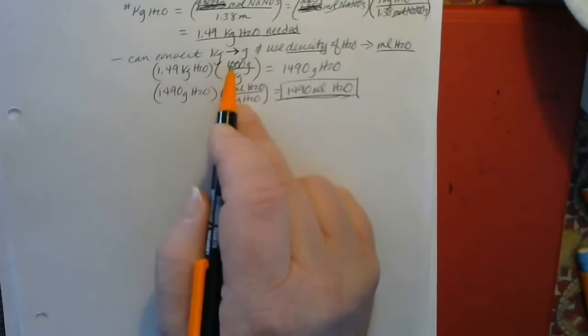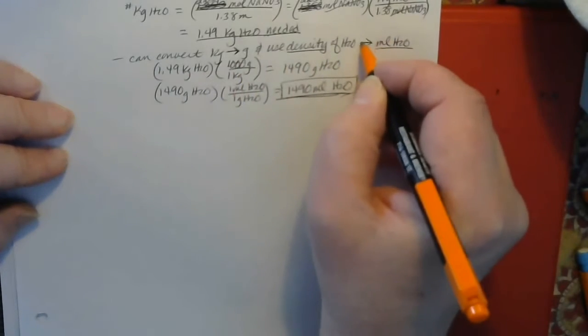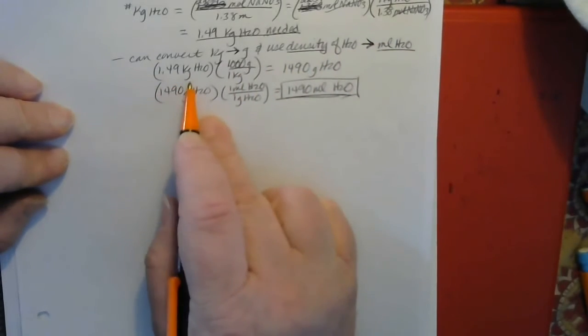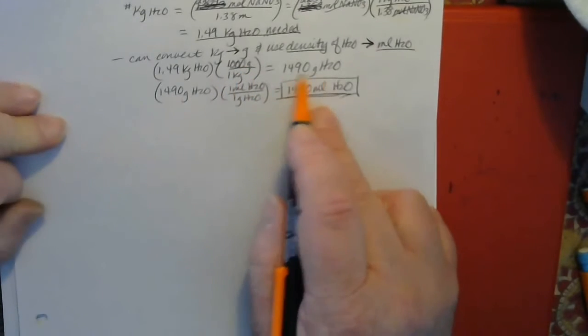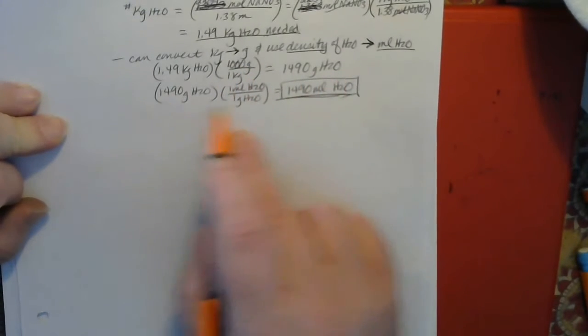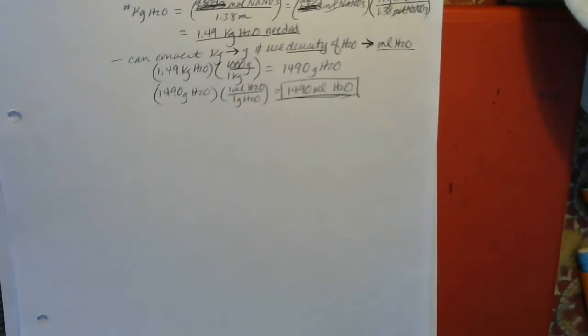You can then convert kilograms to grams and use the density of water to find the volume of the water. 1.49 kilograms of water times 1,000 is 1,490 grams of water, and that's the same as 1,490 milliliters of water. Of course, technically in the question I asked for the volume of water, I didn't specify milliliters.